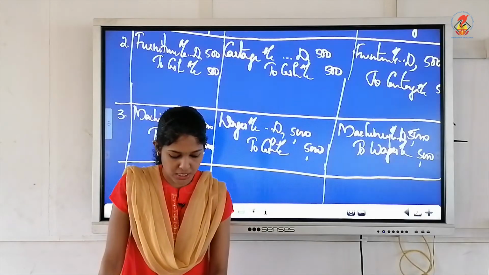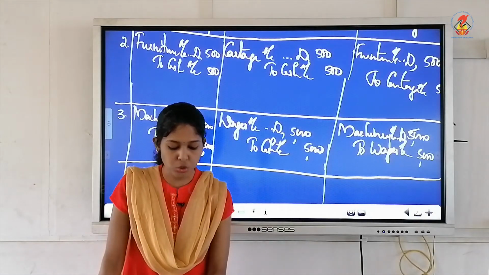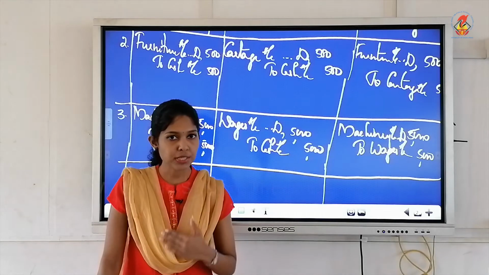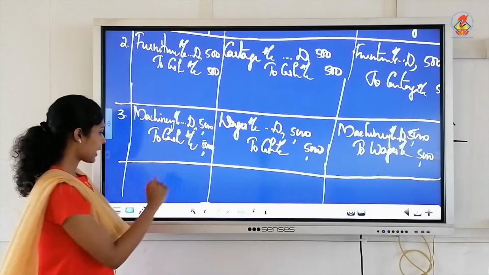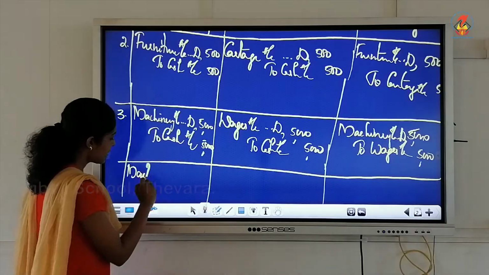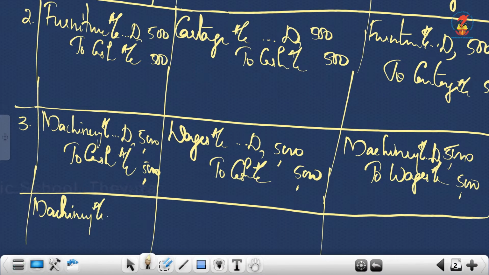Then the next one, machinery purchased was passed through the purchaser's book. So when you purchase a fixed asset, what should be the correct entry? That should be the same as above. It is machinery account debtor to cash account. Amount is 50,000.